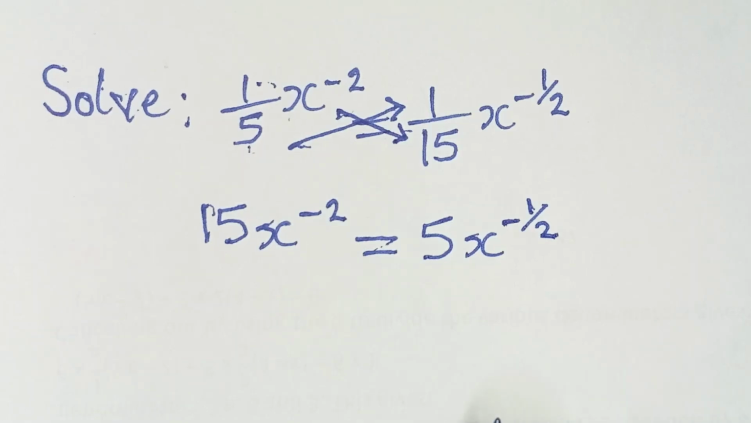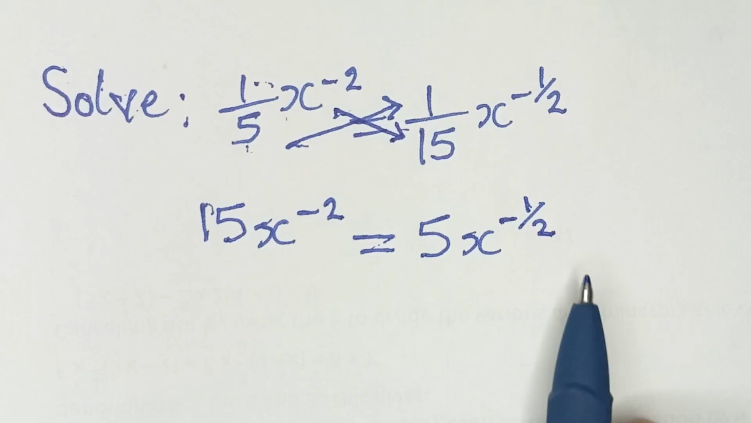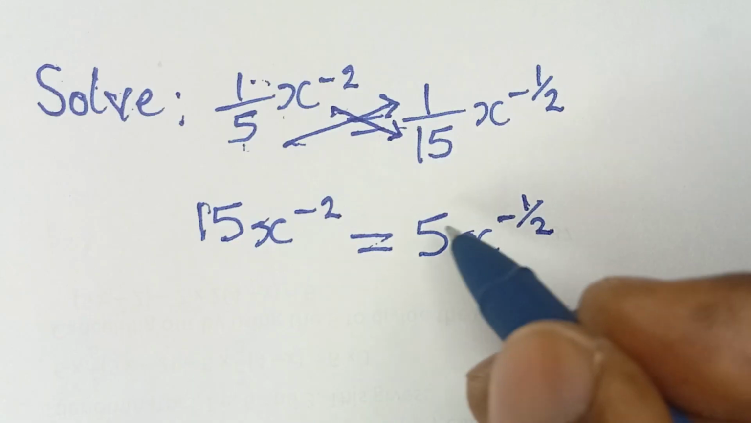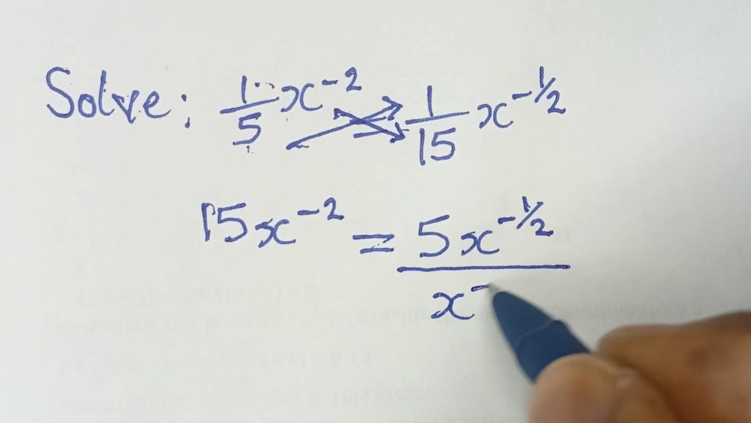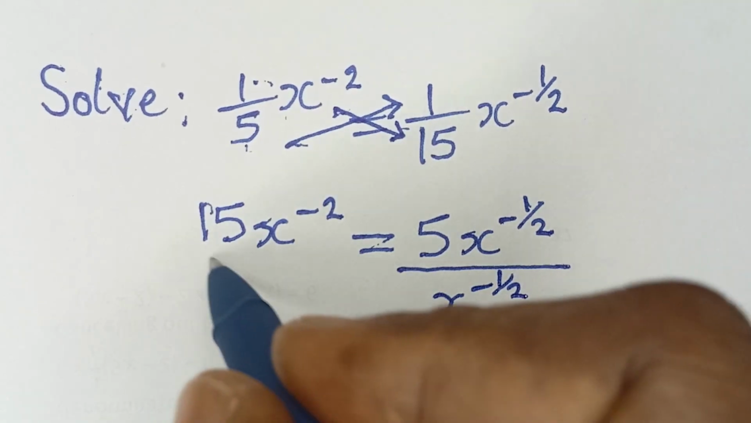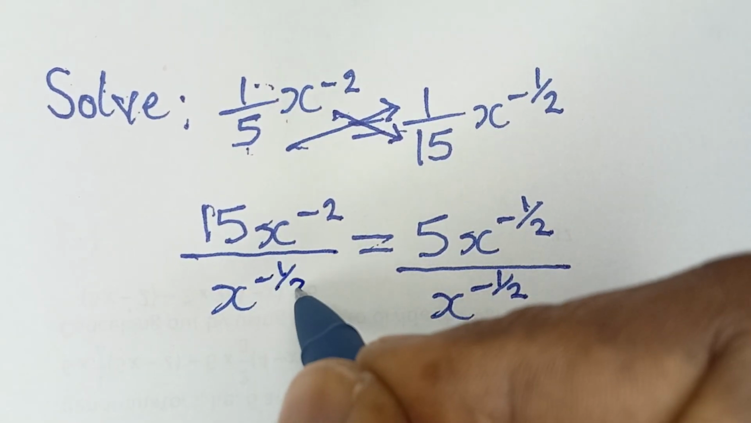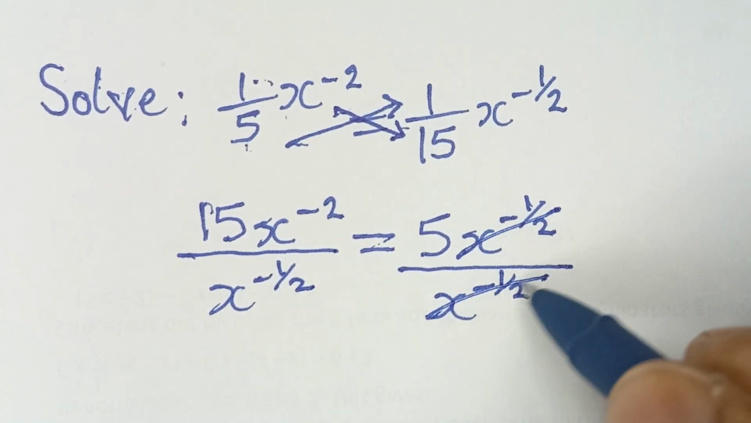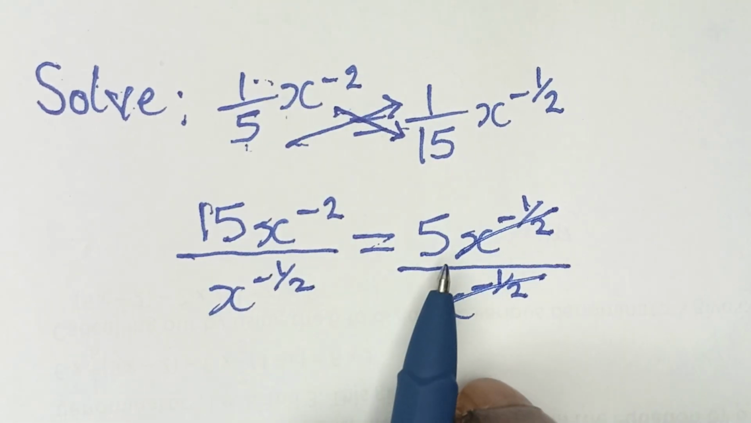Now the next thing that we can do here is to simply divide both sides, because we want x to be only on one side of the equation. So we can simply divide both sides of the equation. I can divide this by x raised to power negative 1 over 2, and then also divide this by x raised to power negative 1 over 2. So that this x will cancel this. That is x raised to power negative 1 will cancel x raised to power negative 1. And then I'll be left with 5 on this side.